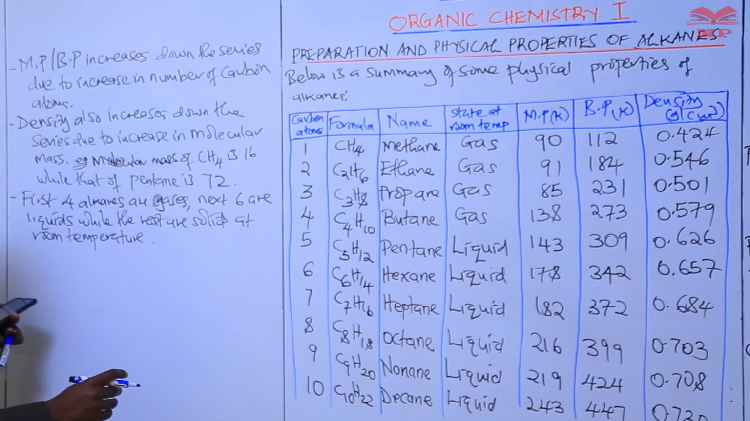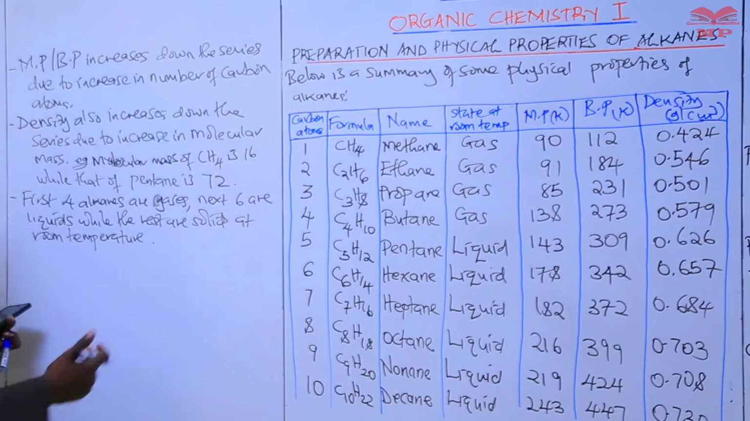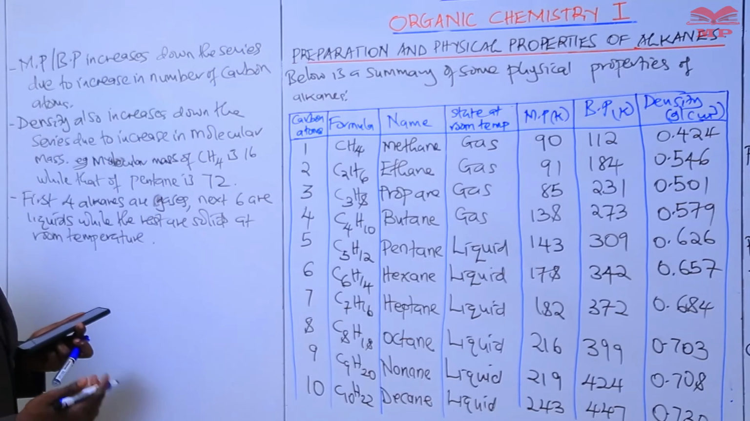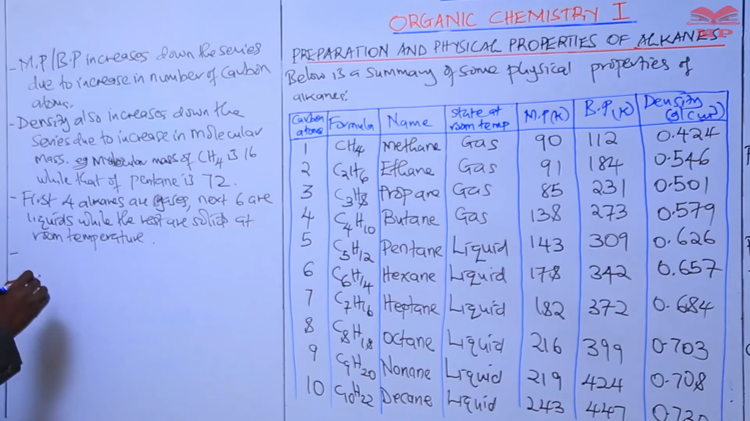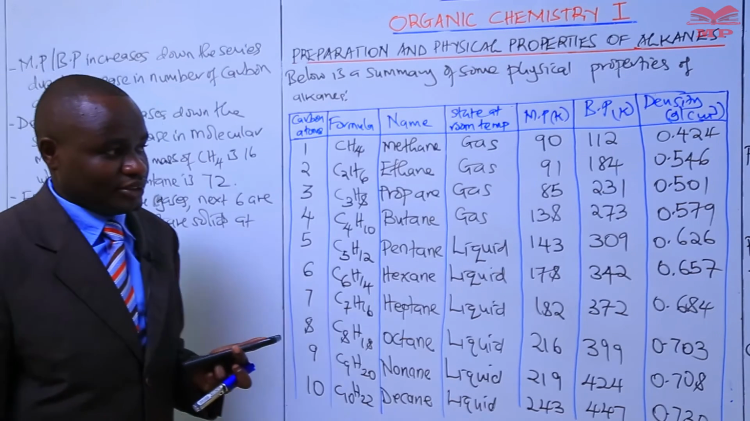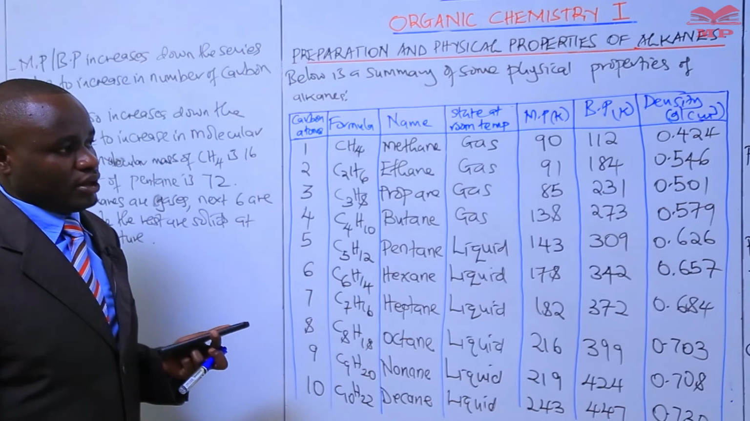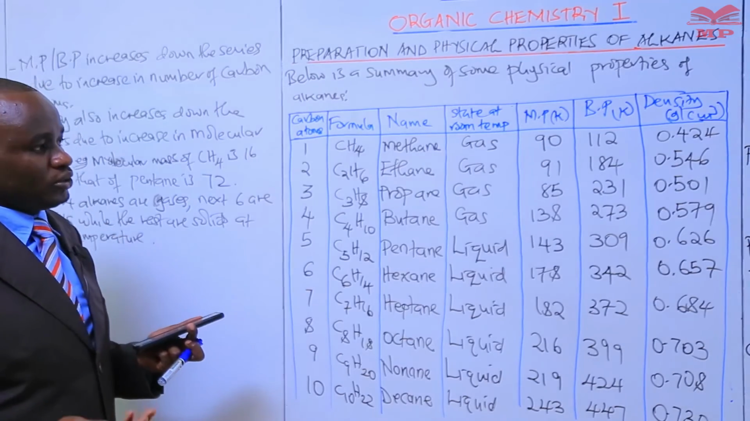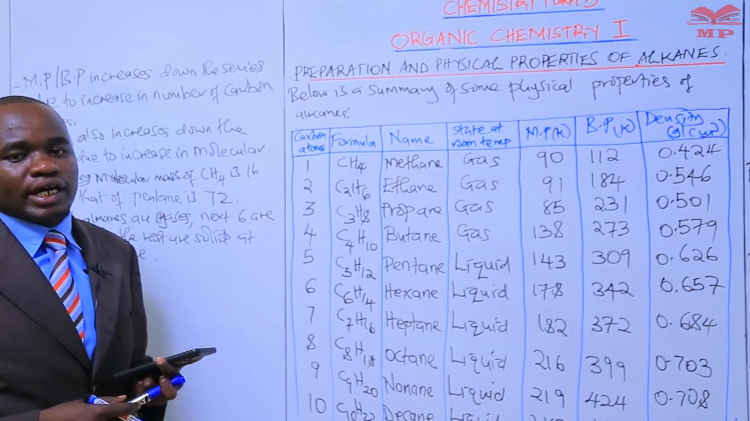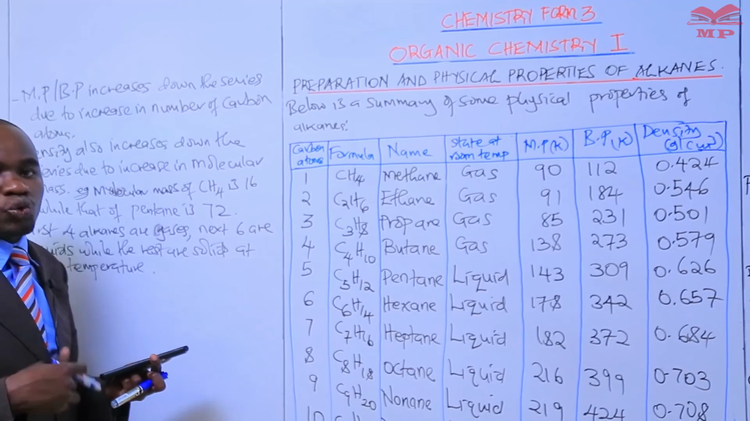Then lastly is about solubility. It's good you also mention it. From the setup of the diagram for preparation, we can say that they are slightly soluble in water. But when it comes to organic solvents, of course, water is inorganic. Organic solvents are things like carbon sulfide. So alkanes are very soluble in organic solvents, but slightly soluble in water.